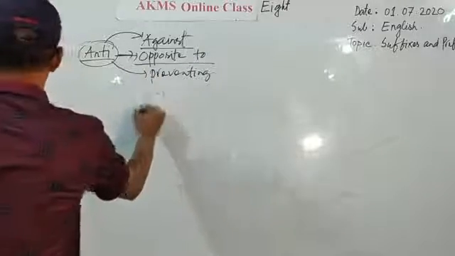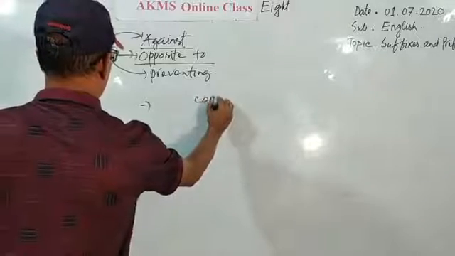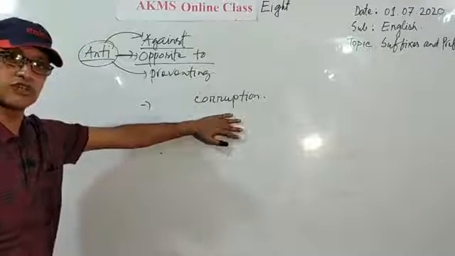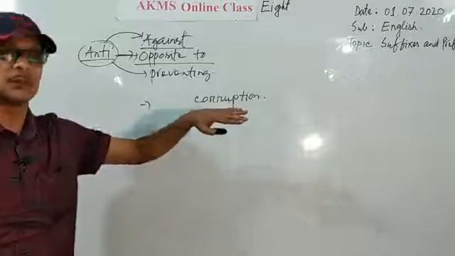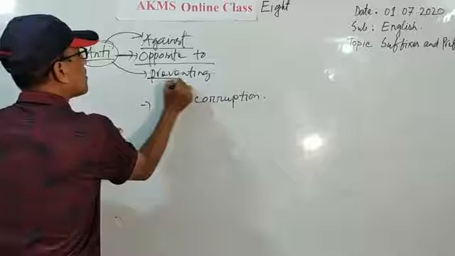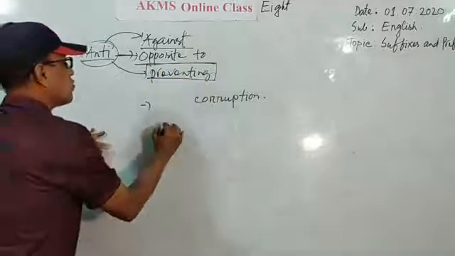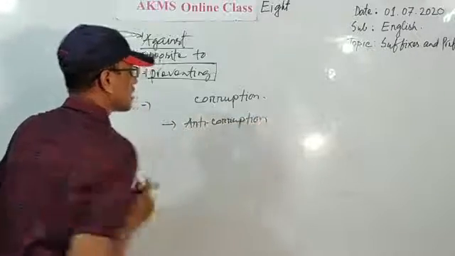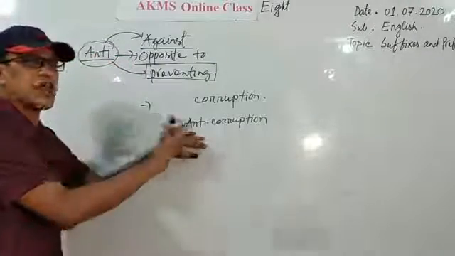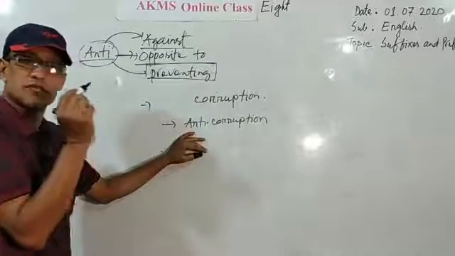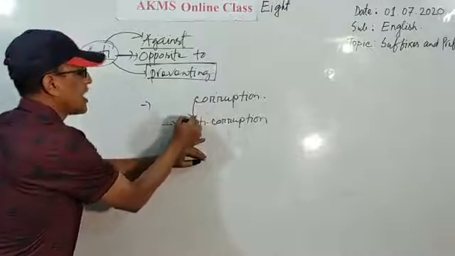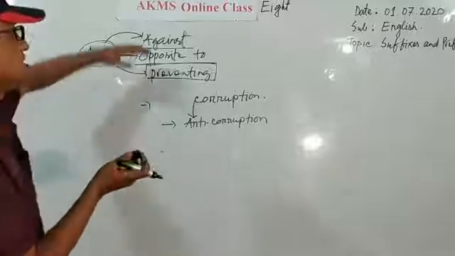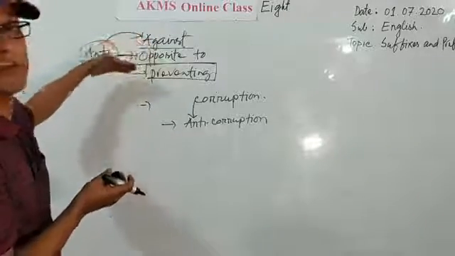Look at the word, please. Corruption. All of you know the meaning of corruption. If I want to prevent corruption, then for expressing the meaning of preventing, the word may be anti-corruption. This is a word, and it is also expressing a meaning. The root word was corruption, and before corruption I have used anti. So anti can be used to express the meaning of against, opposite to, or preventing something.